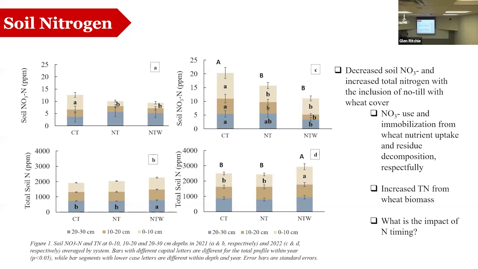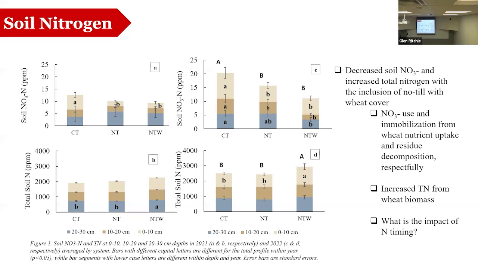So this is going to be data from 2021 and 2022. 2021 is going to be on your left. 2022 will be on your right. Top is soil nitrate nitrogen, and the bottom is going to be total soil nitrogen. What we see is that we have that decrease that we anticipated in profile nitrate nitrogen due to immobilization and cover crop nitrogen use in the conservation system, specifically with wheat. And we see in 2022 much greater profile nitrate right before cotton planting compared to our conservation systems.